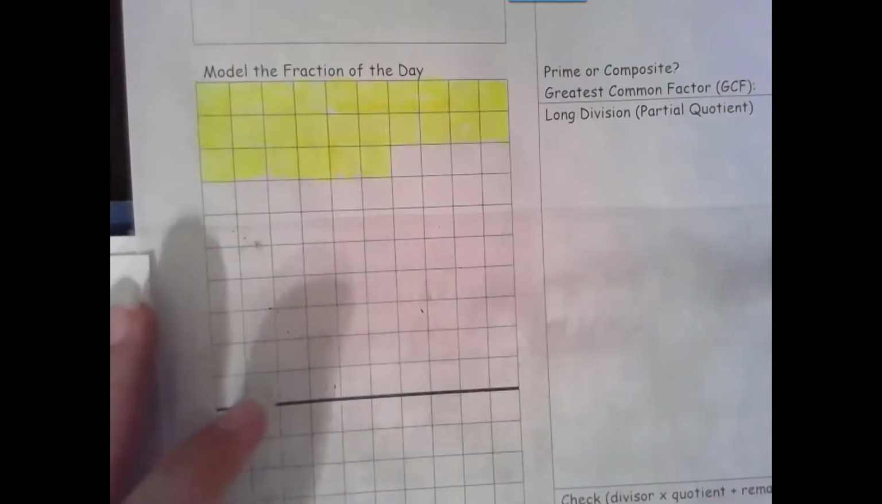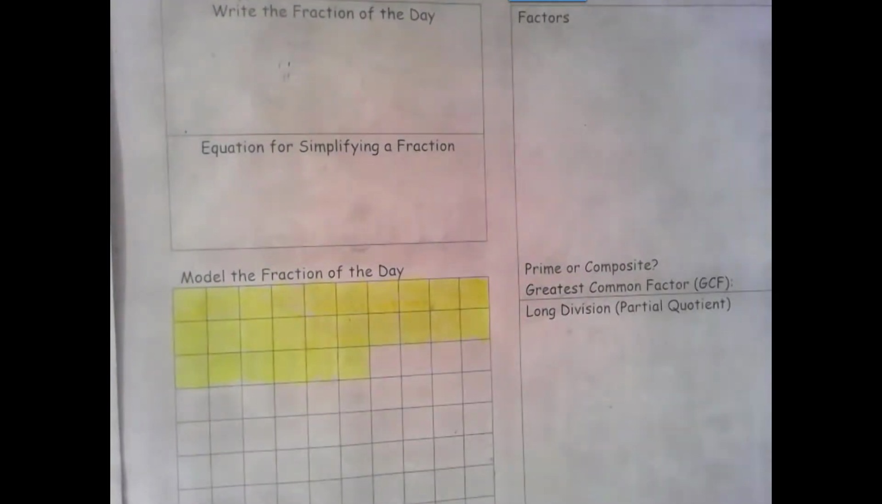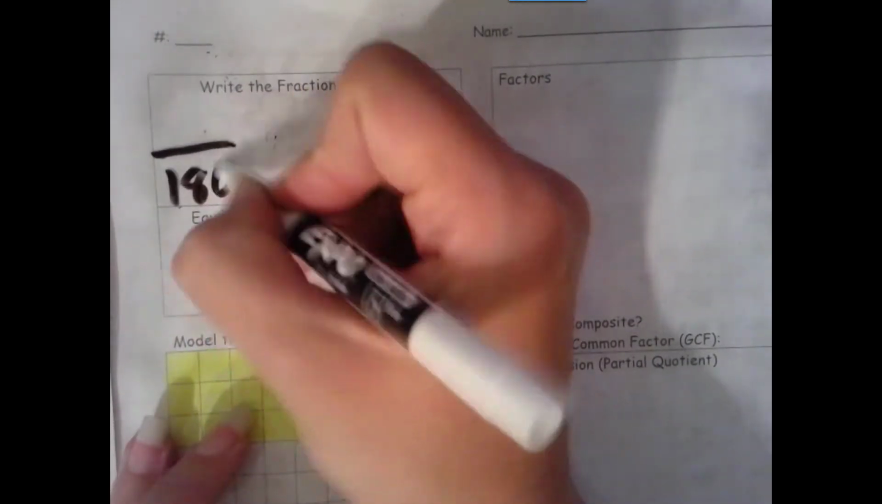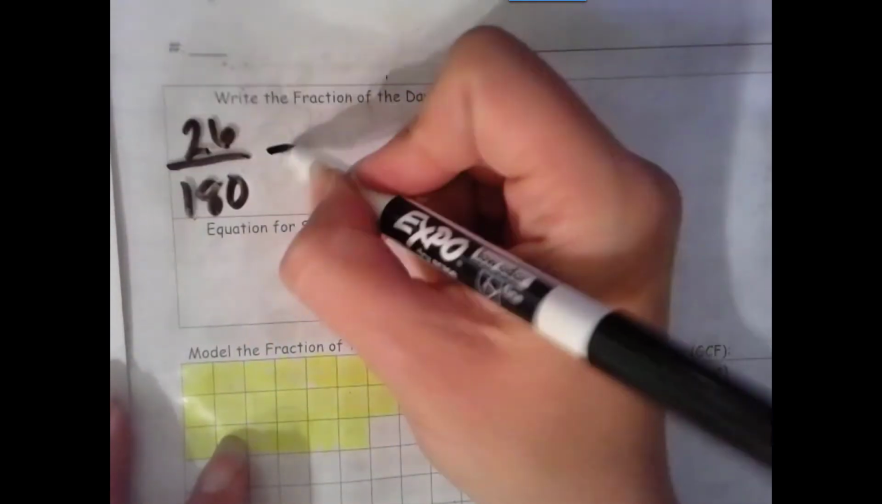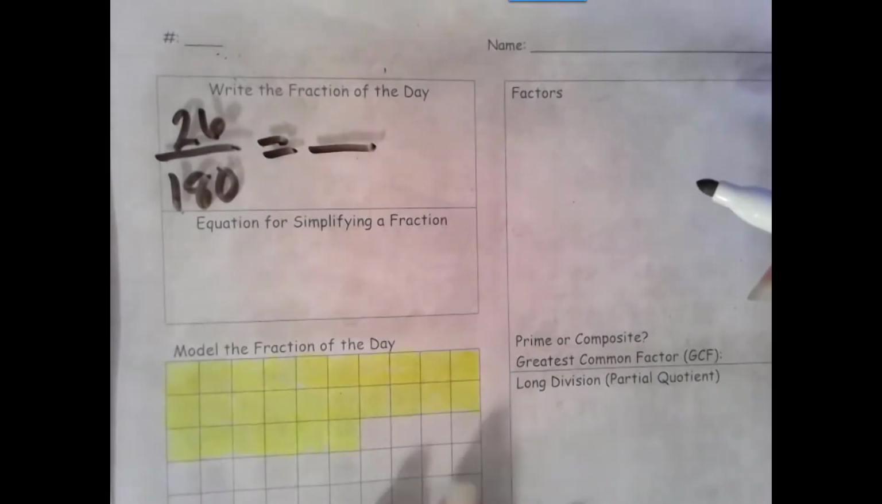Okay, let's get that filled in. Now our beginning fraction, our denominator, is our total amount of school days, 180. It's our denominator. And our numerator is 26. That's the day we are currently on.